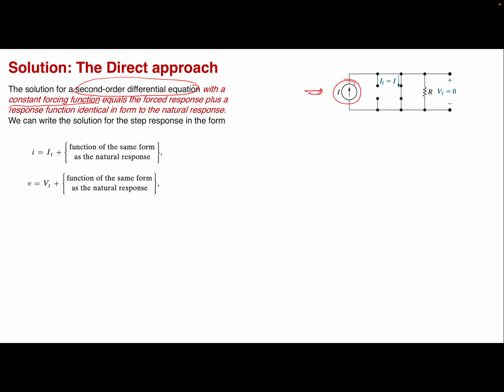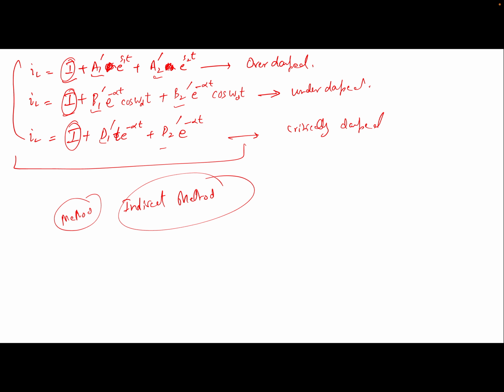Right? So again, your current values and your voltage values over here will be equal to the forcing functions, IF, which is essentially the final value of the current and the final value of the voltage, plus the same form. It is not the same expression, but it has the same form, and that is why its overall expression will remain the same, right?